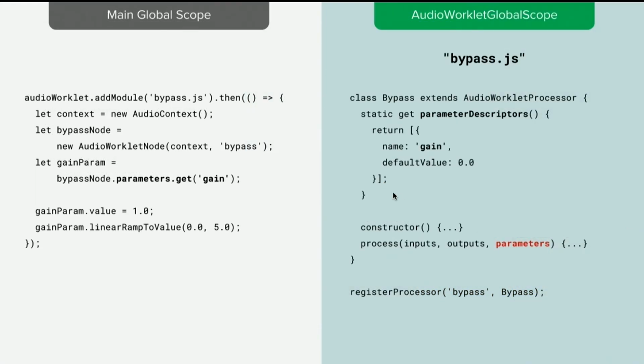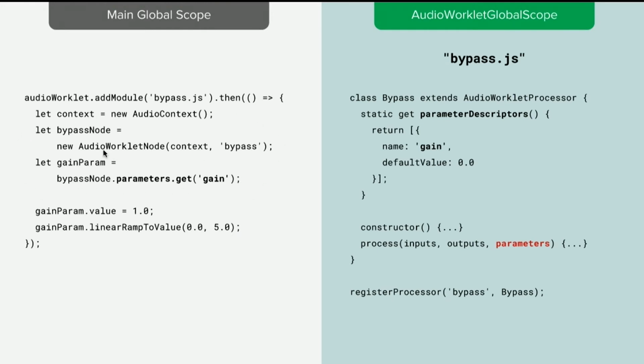So how do you define the AudioParam? Here's what you do. You have to define a static getter called parameterDescriptors. This getter returns a collection of definitions of AudioParams. In this getter, I'm returning just one item. The name is gain as a string, and the default value is 0, but you can also define minimum and maximum values, just like AudioParam.